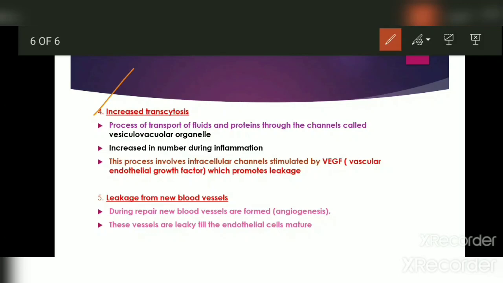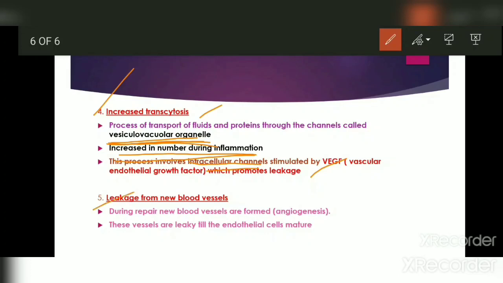The number of these channels is increased during inflammation. These channels are known as vesiculovacuolar organelles. This process mainly involves intracellular channels stimulated by vascular endothelial growth factor, which promotes vascular leakage. So vascular endothelial growth factor stimulates these intracellular channels, and the transport of proteins and fluids through these channels will promote leakage. So increased transcytosis is one of the mechanisms of increased vascular permeability.